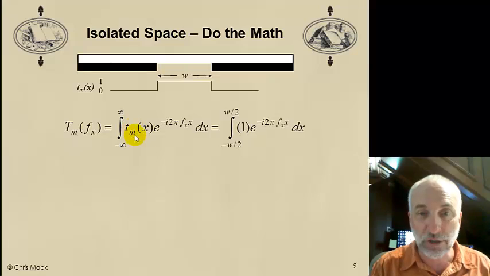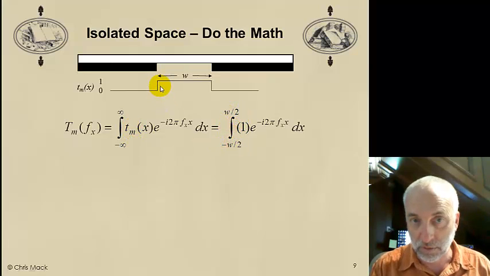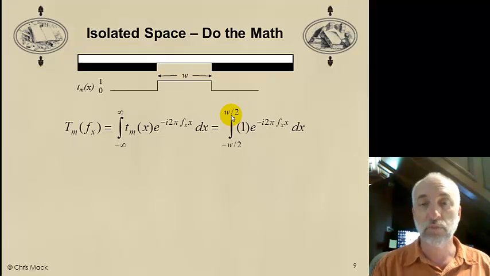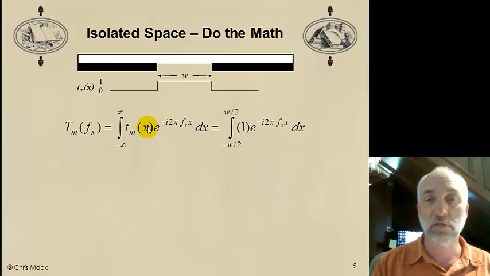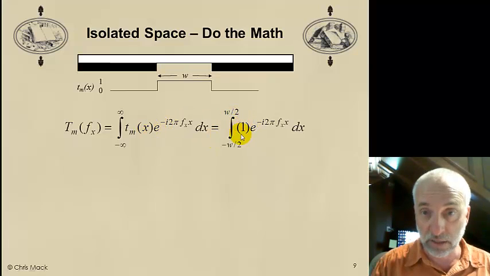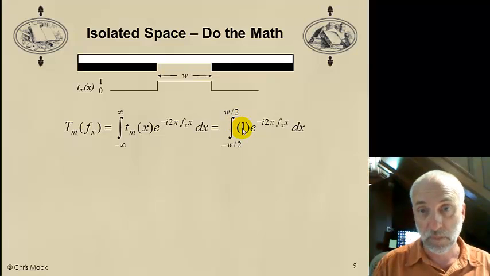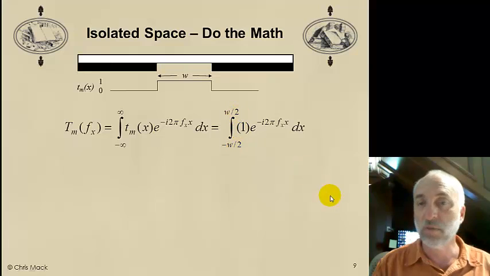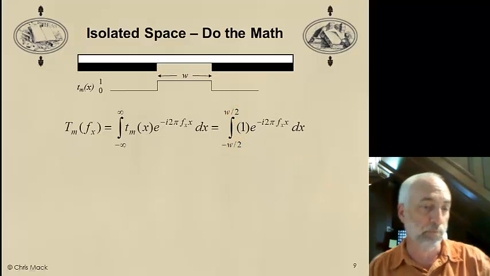So I can change this integral to the integral only from minus w over 2, the left edge, to plus w over 2, the right edge, because I said 0 was exactly in the center. So I'm integrating from minus w over 2 to w over 2 because everywhere else this function is 0. And in that slit region, its value is 1. So now I'm simply integrating this exponential from minus w over 2 to w over 2.